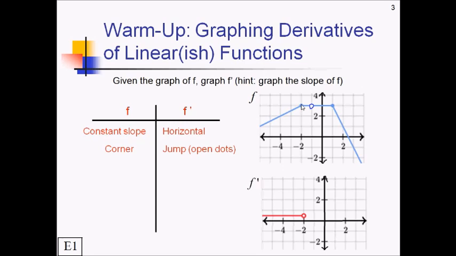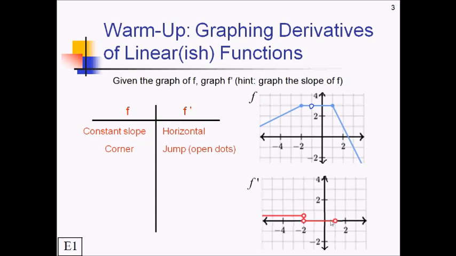After we get to -2 and until we get to +1, we have a slope of 0 up here. It is a constant slope of 0. So that means our slope down here, we're just going to put a horizontal line on 0 from -2 to 1.